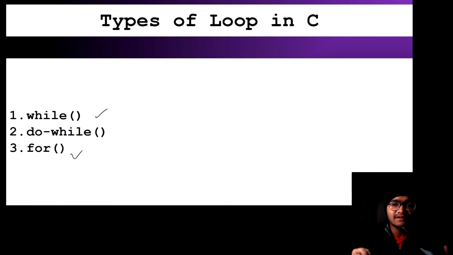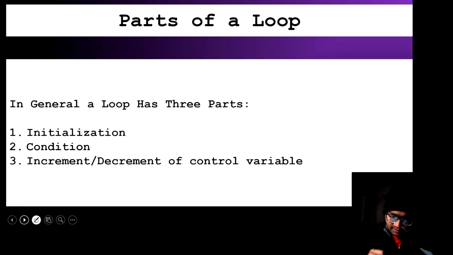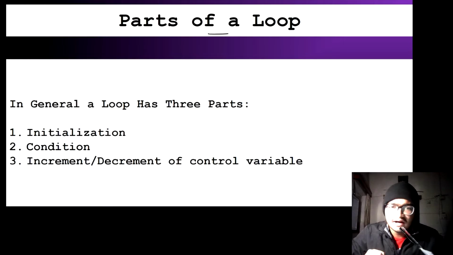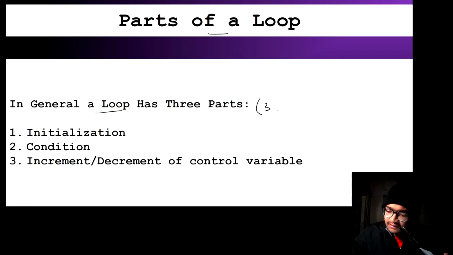But before seeing the syntax of the while loop, we have to learn a few terminologies. So let's see the terminologies or the parts of a loop. A loop always has three parts. Let's see what parts a loop can have. Okay, so let's see the next slide. Here we have the parts of a loop. In general, a loop has three parts. How many parts? Three parts.